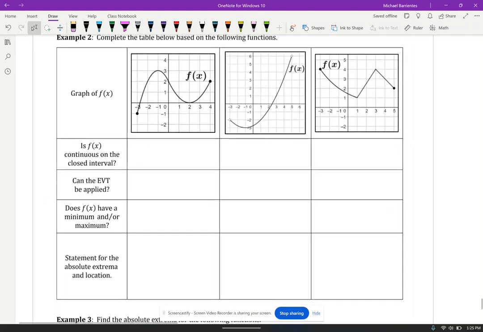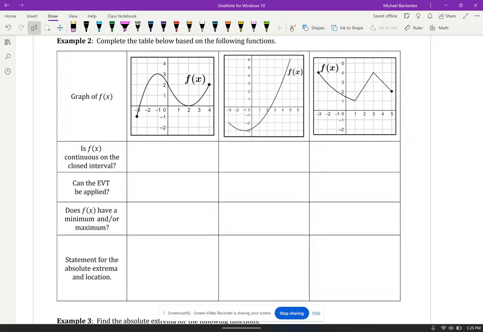All right, here we go. In this video, example 2, we're going to test the extreme value theorem to see if we can apply it. So in all of these, we're going to answer these 4 questions.